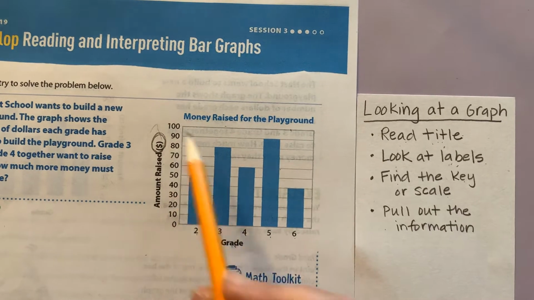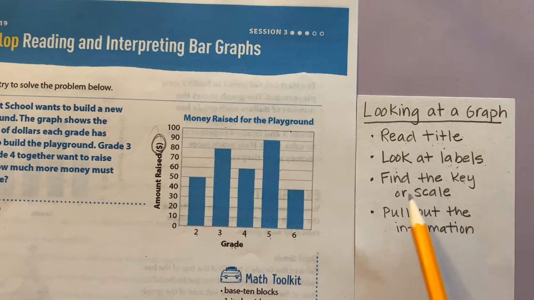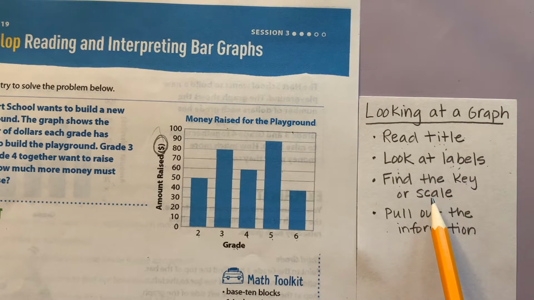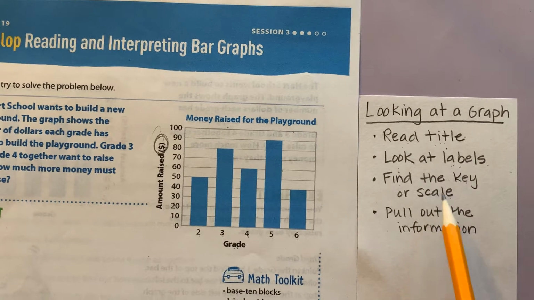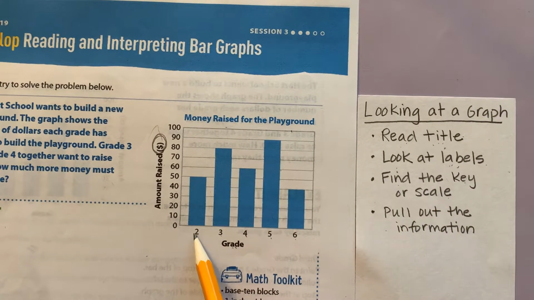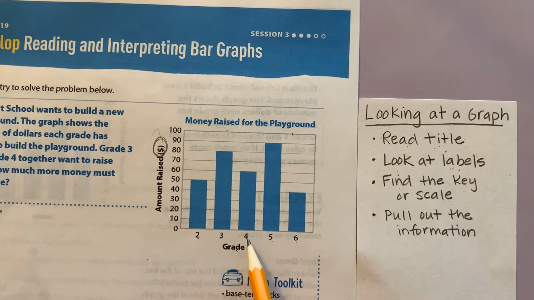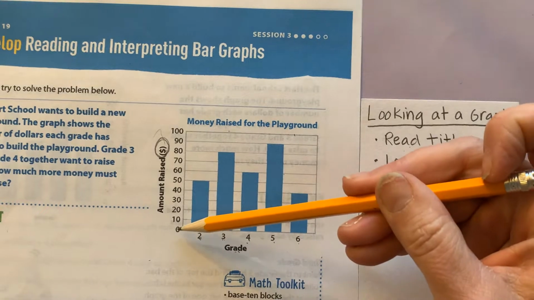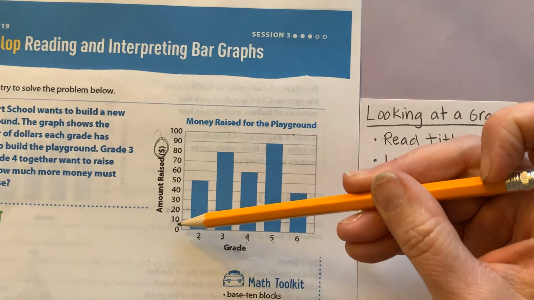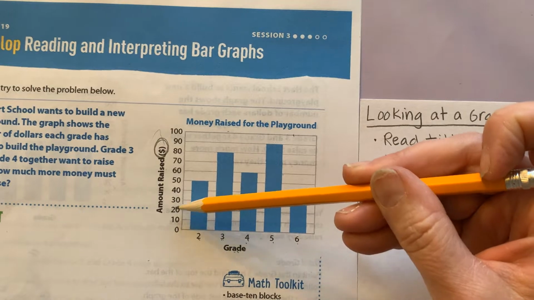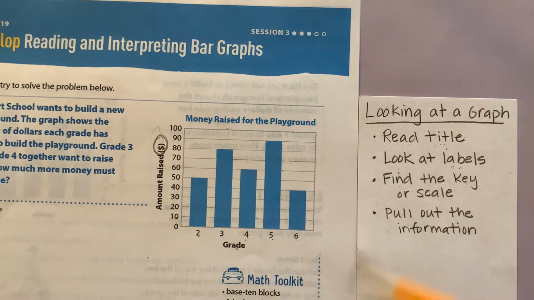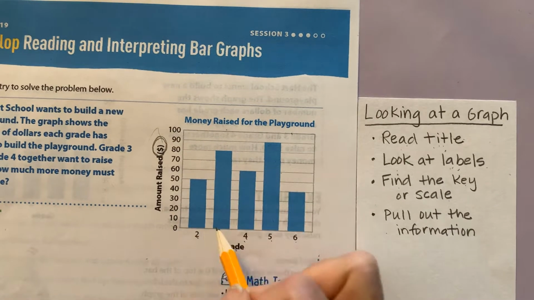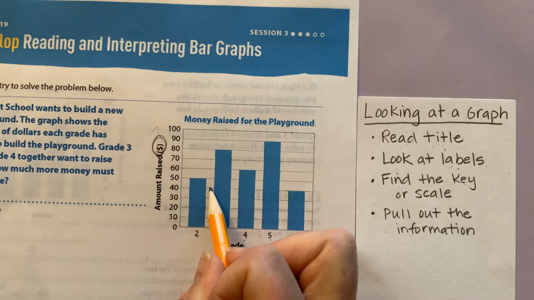Okay, so now that we've looked at the labels and we know what the numbers mean, we need to look at the scale. Now remember, keys are for picture graphs. We look at a scale for bar graphs. The scale is how the numbers change. So notice we go from 2nd grade to 3rd grade to 4th grade. We're going up by grade level. Now, if we take a look at the money, we're not going by ones here. What are we counting by? We're counting by 10, 20, 30. We're counting by tens. So the scale of our bar graph is going by tens. So every time I see this little gray line, it means $10.